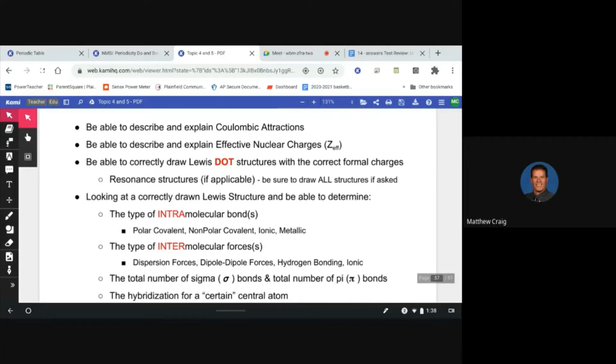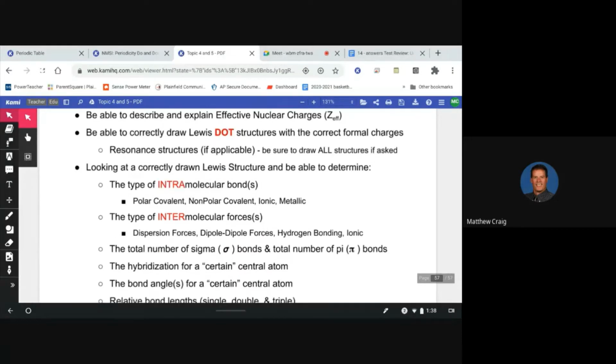Be sure that you can recognize and draw resonance structures, if applicable there. Looking at correctly drawn Lewis structures, be able to determine the type of intramolecular forces. Those are the forces between what? Between atoms, and intermolecular forces are between molecules. Which one is typically stronger, intra or inter? Good, between the atoms. Excellent.